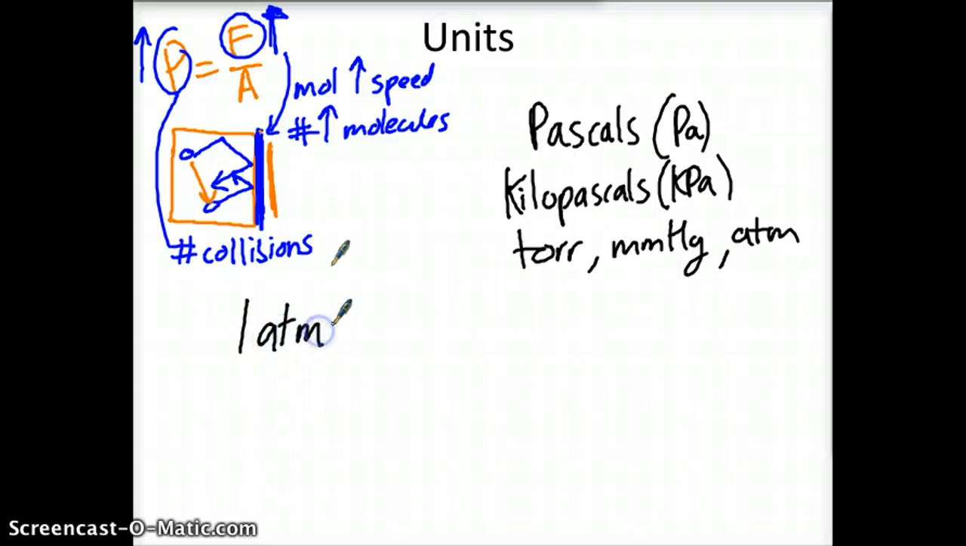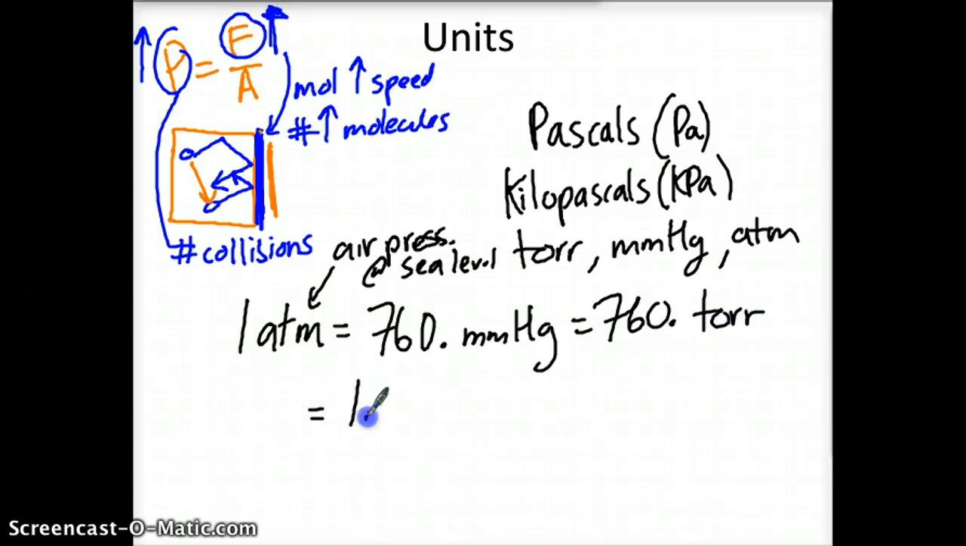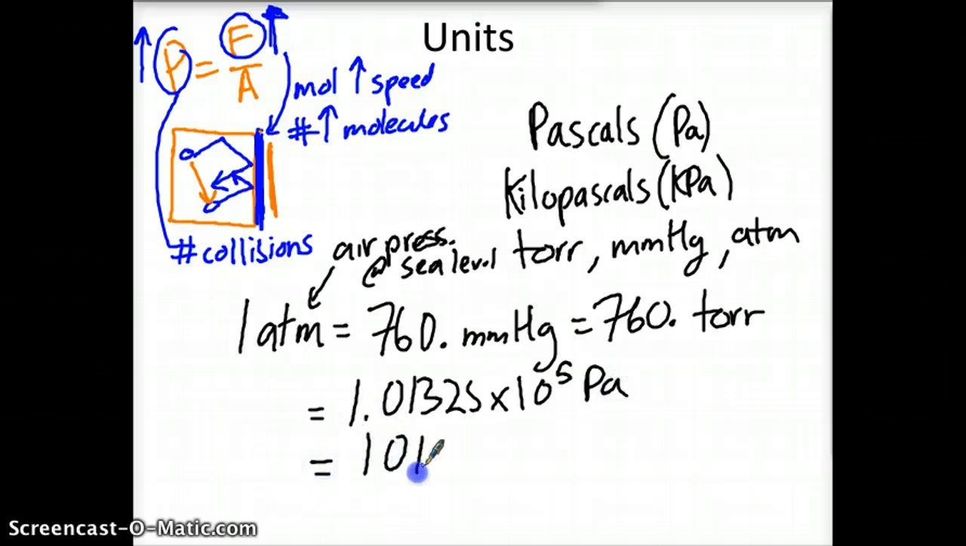1 atmosphere, this is what air pressure is at sea level. So right now, as you watch this video, the pressure being exerted on you by the atmosphere is about 1 atmosphere, okay? 1 atmosphere is equal to 760, with 3 sig figs, millimeters of mercury, which is equal to 760, with 3 sig figs, torr. This is equal to 1.01325 times 10 to the 5th pascals, which is the same thing as 101.325 kilopascals.